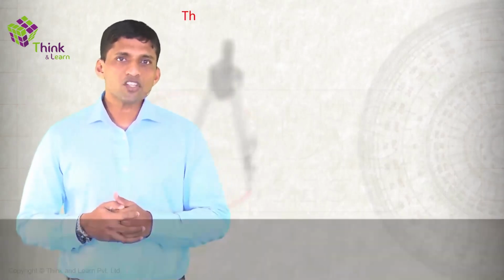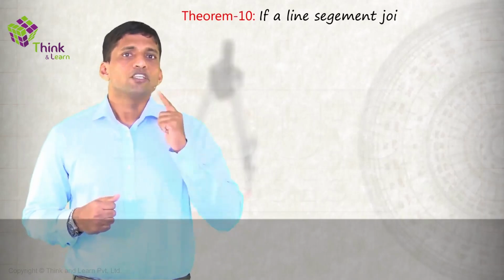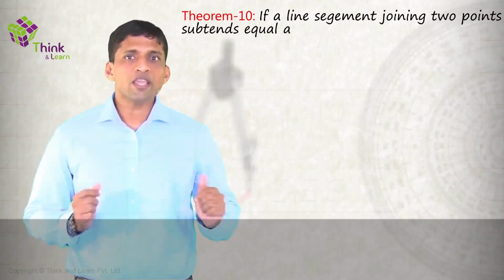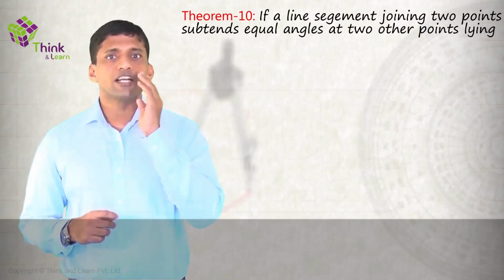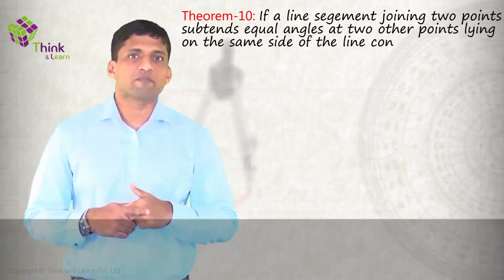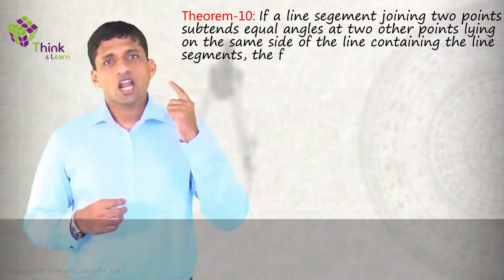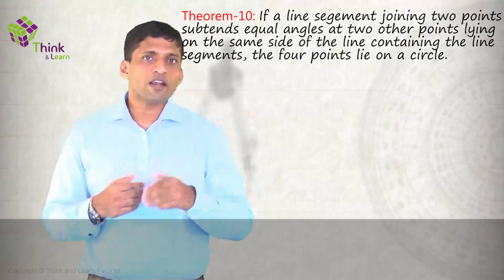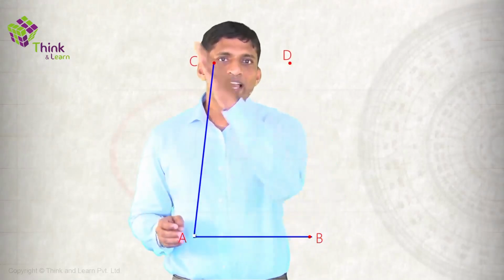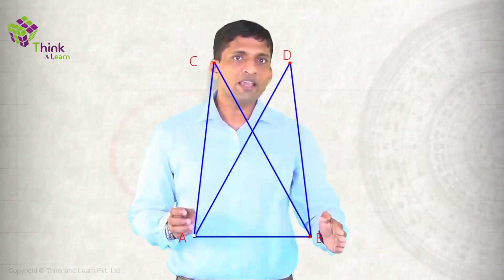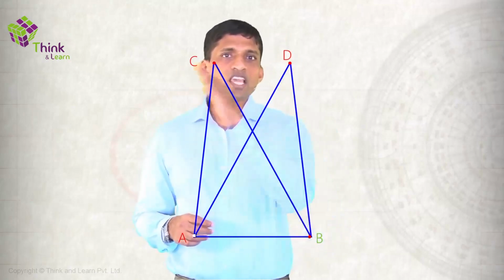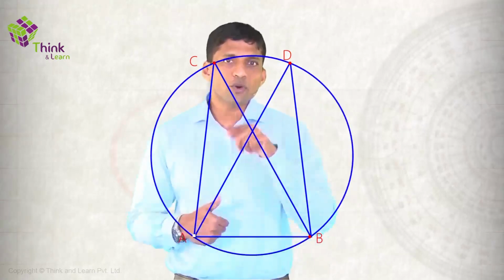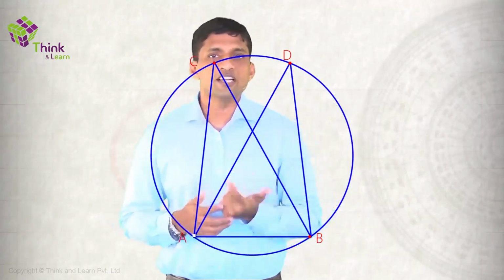Now, this is the converse of the previous theorem. The theorem can be stated like this: if a line segment joining 2 points A and B subtends equal angles at 2 other points lying on the same side of the line segment, then the 4 points lie on a circle, that is, they are concyclic. Let me help you understand this. If there is a line AB subtending equal angles at C and D, that is angle ACB equal to angle ADB, in that case, A, B, C, D are concyclic. This is what we need to prove: that A, B, C, D lie on a circle.